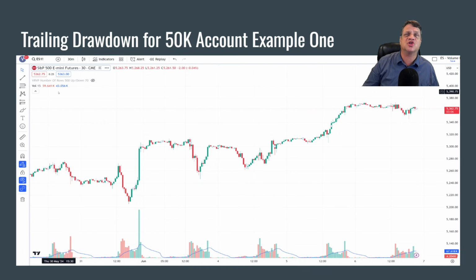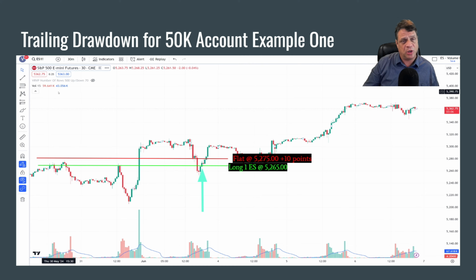Let's take a look at this chart for the same example to help better illustrate what happens when we place a trade. Let's say that you entered on this bar immediately following this rejection candle. So we are long one ES contract at 52.65. We can see from the chart that the price moves in our favor and we get flat, or we close our position, at 52.75 and lock in 10 points.